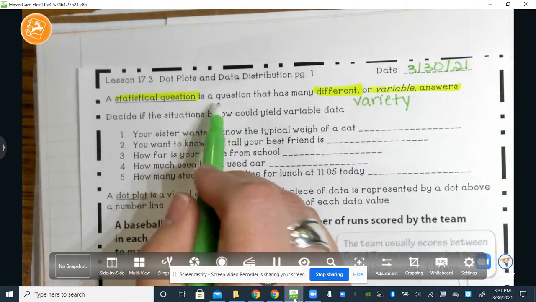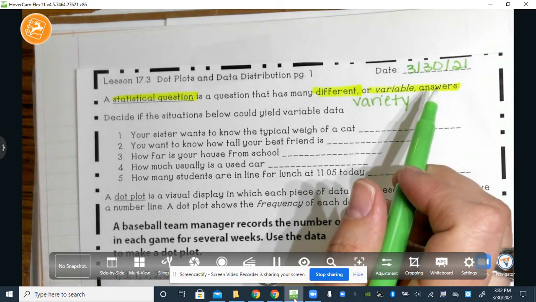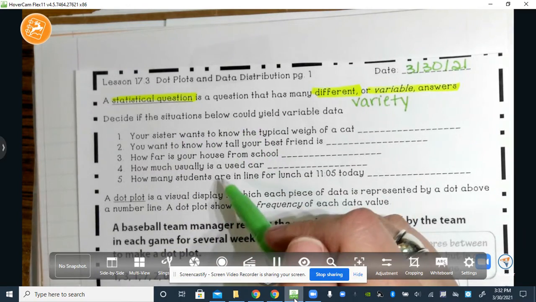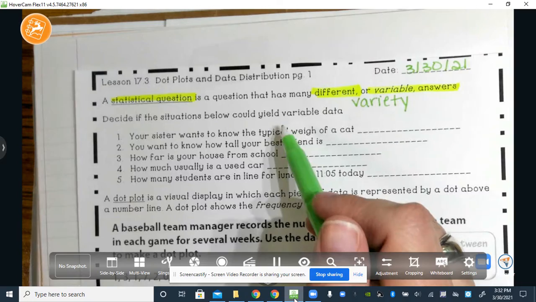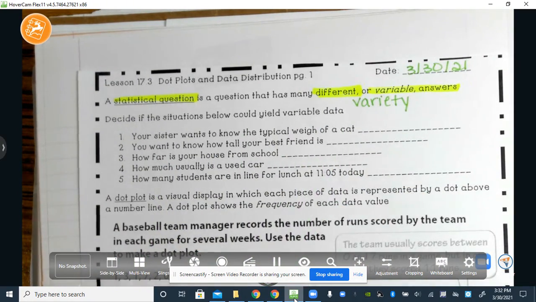A statistical question is a question that has many different or variable answers, like a variety of answers. So let's look at these 5 situations to see if they would yield variable data. Your sister wants to know the typical weight of a cat. Just like a dog, cats vary by breed. Like a Chihuahua's weight is different than a Lab's weight. A Cocker Spaniel's weight would be different than a Schnauzer's weight.